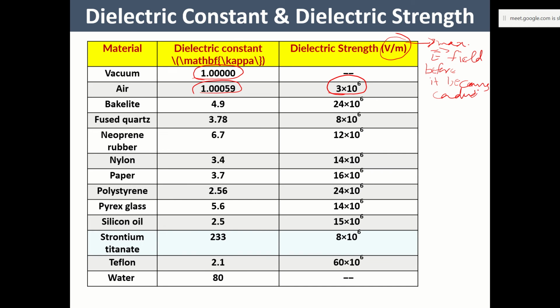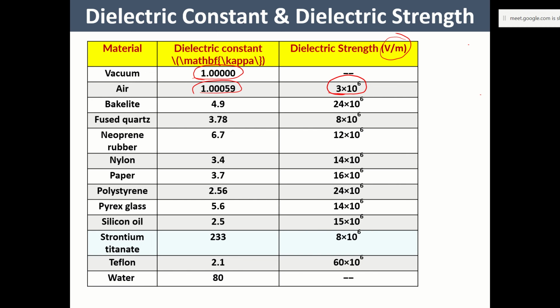So if you have a field at this particular value, it will become conducting. There will be breakdown, so we call it dielectric breakdown. And the value of this electric field is called its dielectric strength. So you can see air can easily break down at 3 into 10 to the power 6 volts per meter.